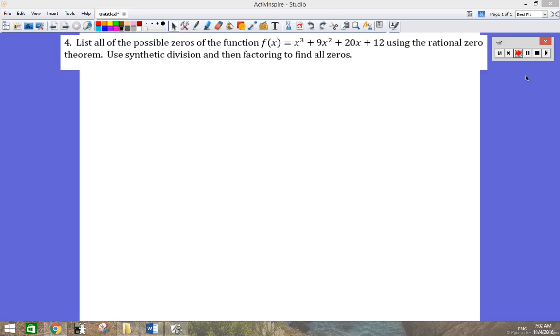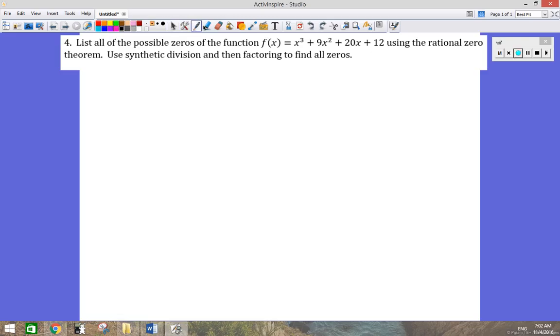Let's take a look at... We've been looking at polynomial functions. We have recently learned the rational zero theorem, and that allows us to improve our factoring skills in order to find all of the x-intercepts for higher order polynomial functions. So this polynomial function is of degree 3. I can look at it and see there's no common factor among the terms. I can look at it and see that it is written in standard form.